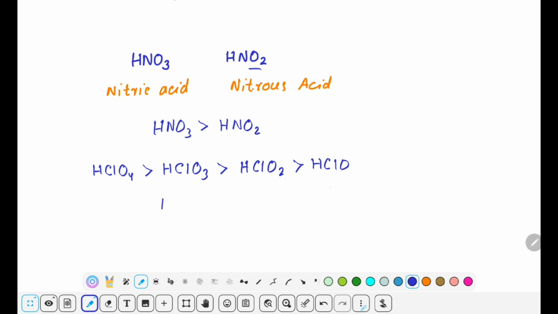Another example is sulfuric acid, H2SO4, which is stronger than H2SO3, sulfurous acid. Another is phosphoric acid, H3PO4, which is stronger than phosphorous acid, H3PO3. So such types of acids are known as oxyacids. The acid having more oxygens will be the stronger acid.